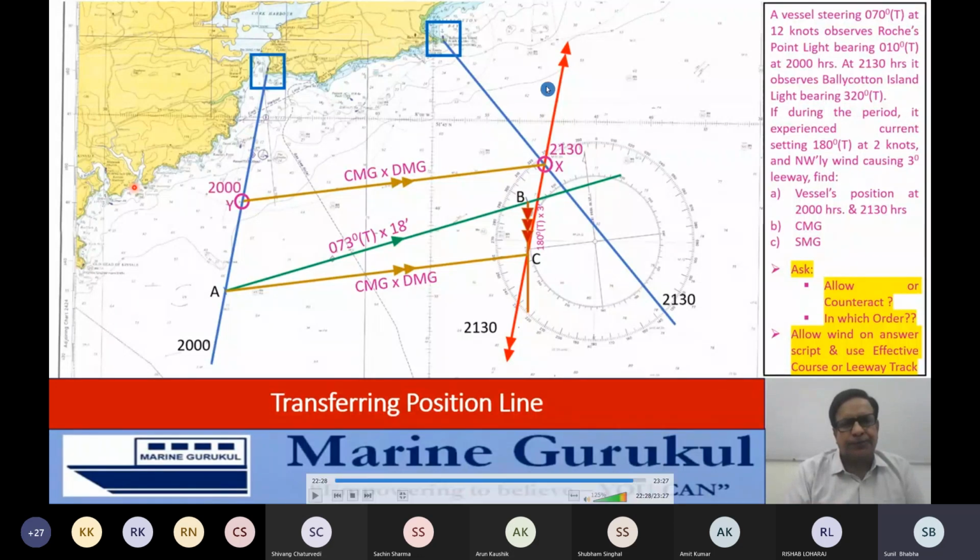Okay, so this plot is also complete beta. We have first allowed for the wind, got our leeway track or effective course, plotted the leeway track, then allowed for the current and got our course made good and distance made good, which we used for transferring the position line. So have a good look at the plot and let me know if there are any doubts. No, sir. Okay, very good. All clear, beta?